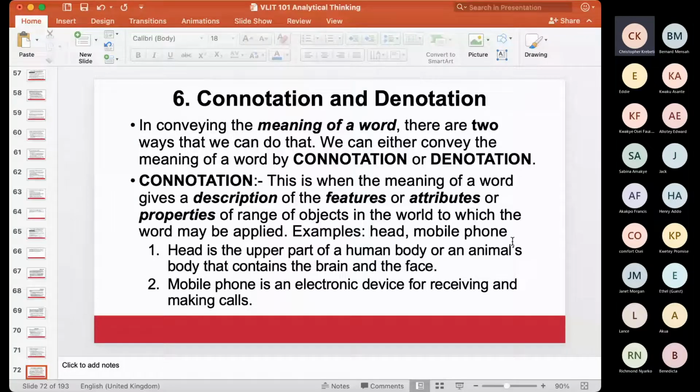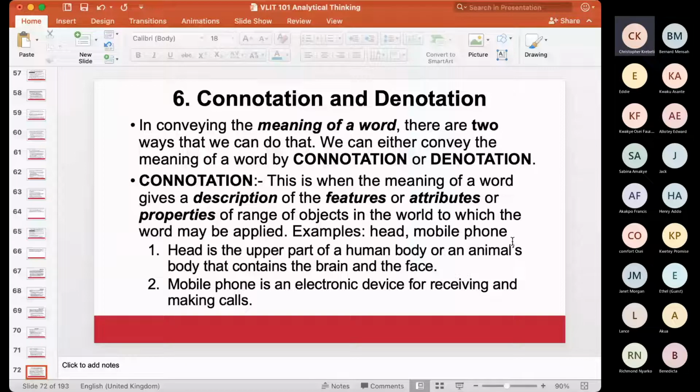So the head is being described as what? The upper part of the human body. It is also the feature. Okay? So the head is also a feature of the human body. It is also an attribute. It is also a property of the human body. So that is what we mean by what? Connotation.